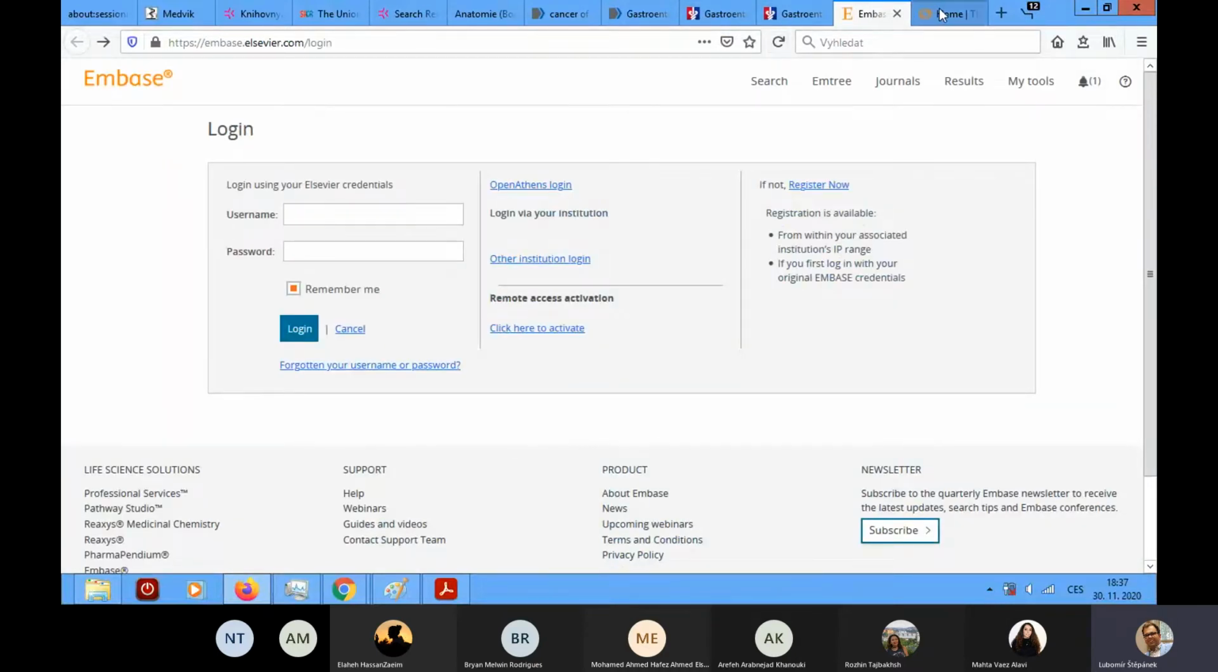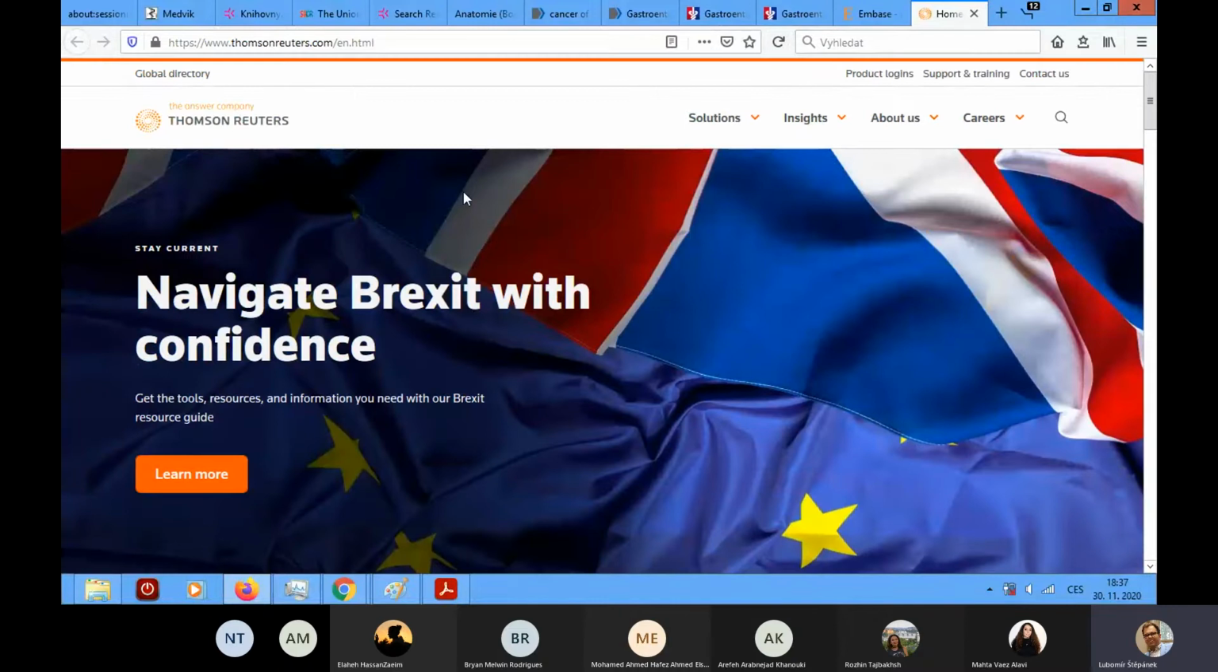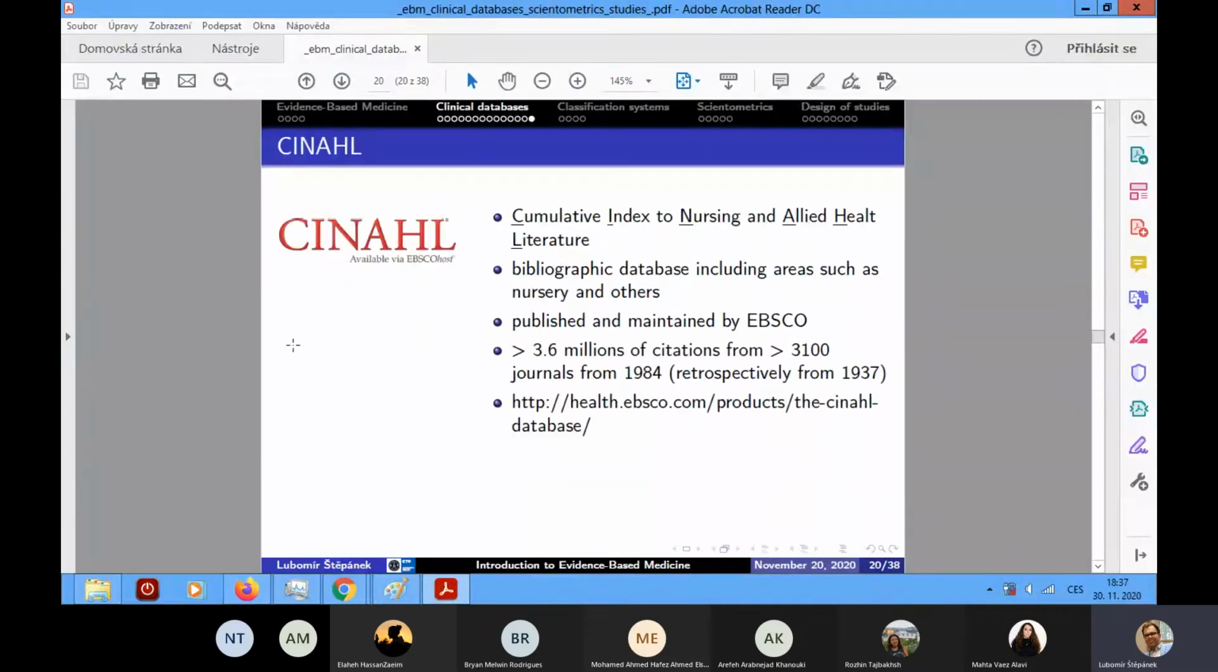So using Medline or PubMed is of course a bit better, knowing the fact that what is included by Thomson Reuters or Embase is for sure included in PubMed or Medline, but there's also some other extra stuff on PubMed, so don't hesitate to use PubMed.